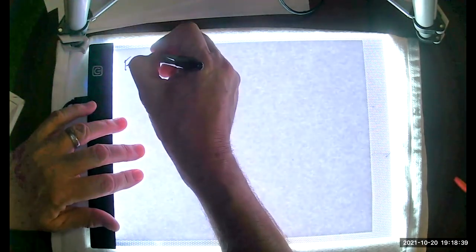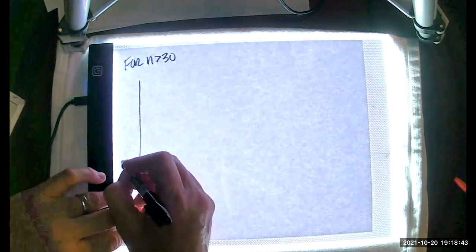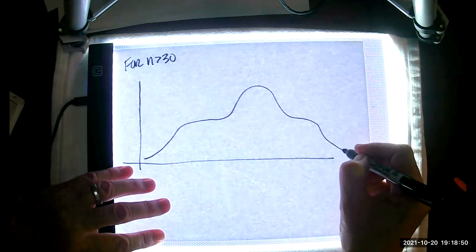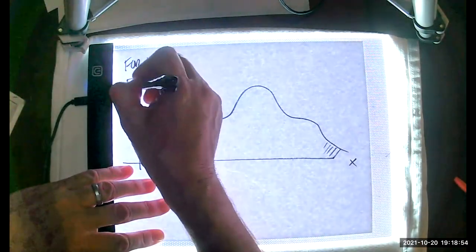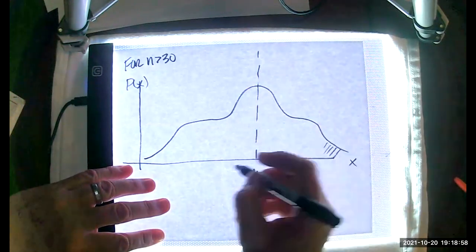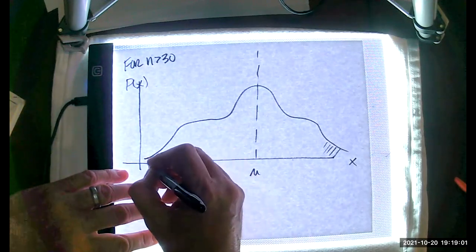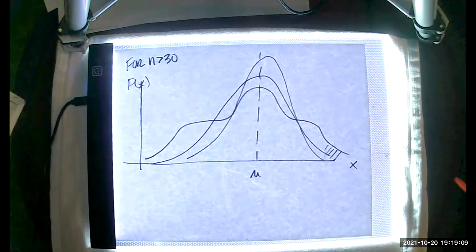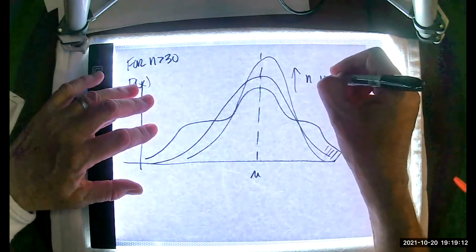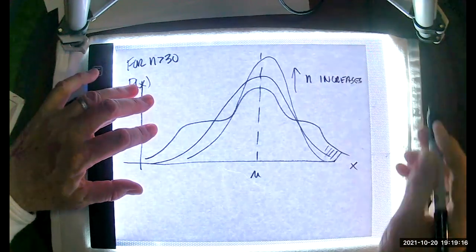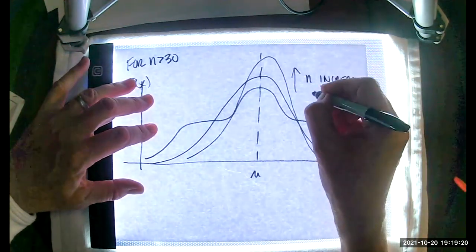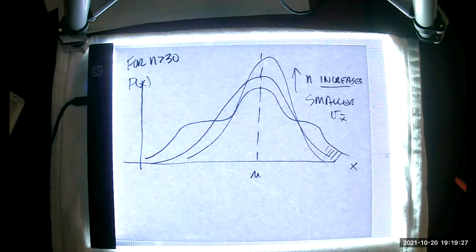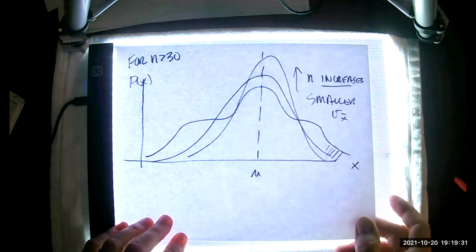So for n greater than 30, as I say, starting out with the probability distribution for the variable itself, subsequent values of n make this more and more normal. So as n increases, not more and more normal, normal with a tighter standard deviation. It gets a smaller sigma x bar. The area is still equal to 1. Now, that's what our central limit theorem says.